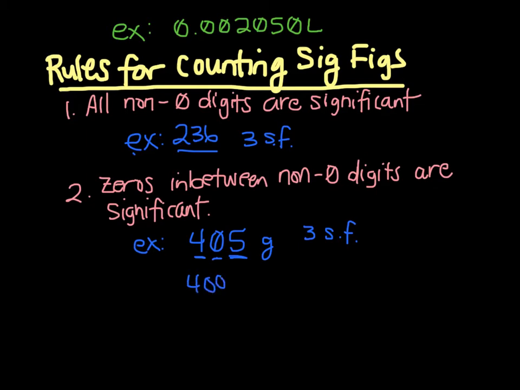What if there's a lot of zeros in between, like this? So we have 400,005 grams. So those are significant because they're not zeros, and then all of these are also significant because they're in between non-zero digits. They're bookended by non-zero digits. So that means this has 1, 2, 3, 4, 5, 6 sig figs.